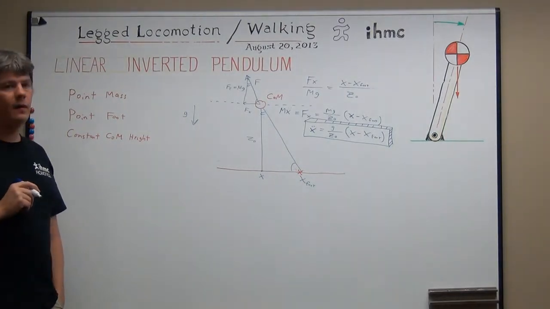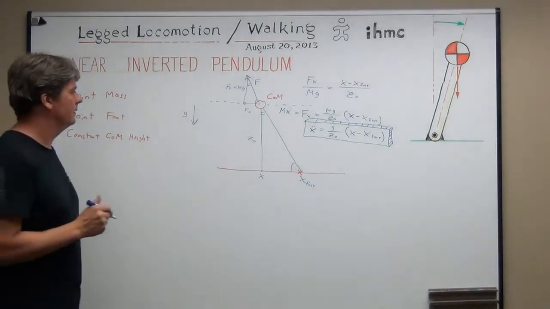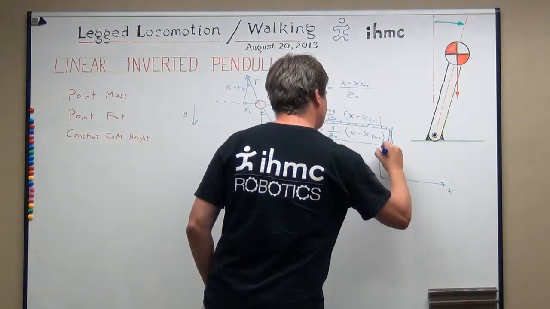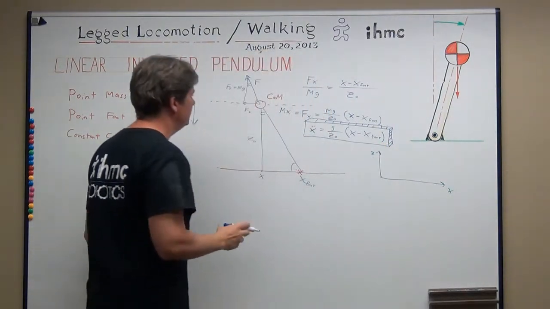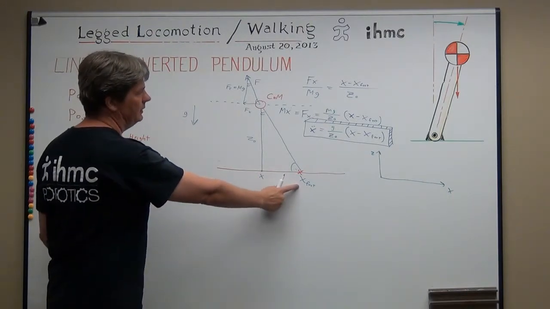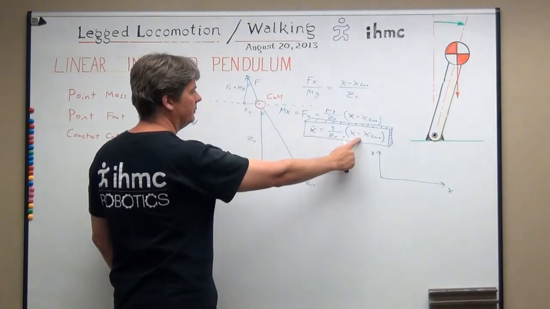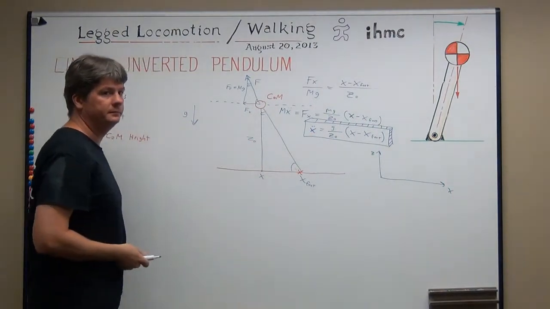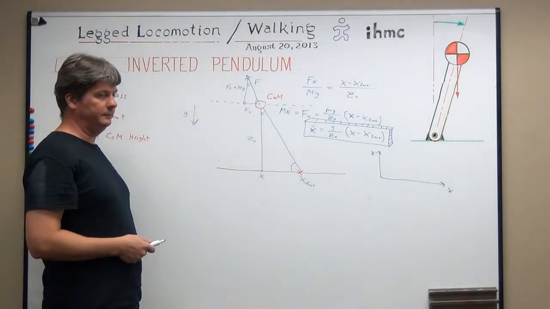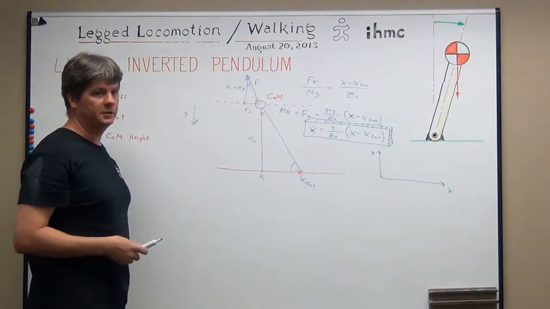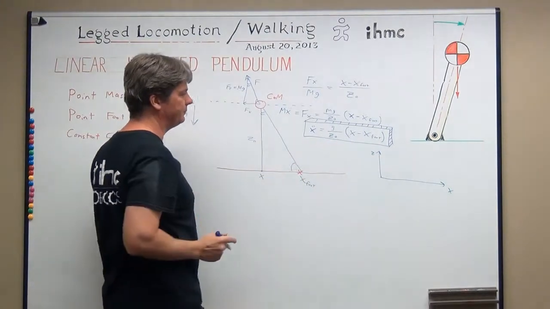In this case, you're saying x is positive to the left? No, let's do x positive that way, z positive that way. The sign is negative in this, as I have it drawn: x is less than x foot, so this is going to be a negative number. So x double dot is going to be negative, so it's going to be decelerating, because it'll be accelerating in the negative x direction.